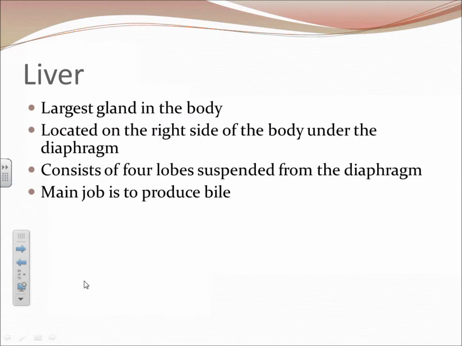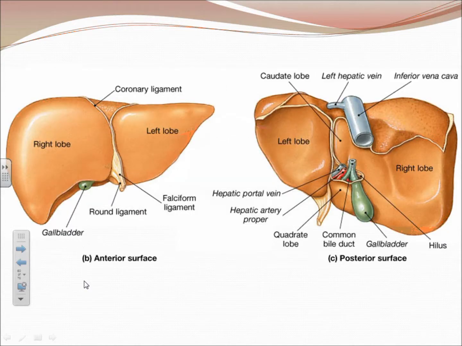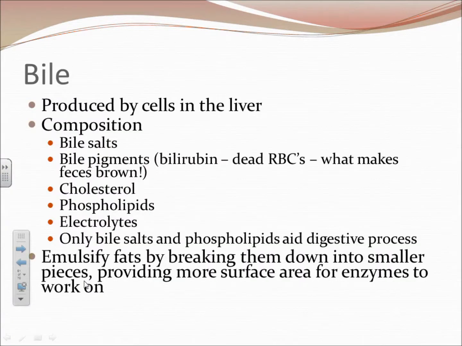Your liver is also considered part of the digestive system. It is the largest gland in your body. It sits right on the right side of your abdominal cavity, has four different sections, four different lobes. And the main job of the liver is to produce bile. Okay, so what is bile? Here's a picture of the liver. Bile is, again, created by the liver.